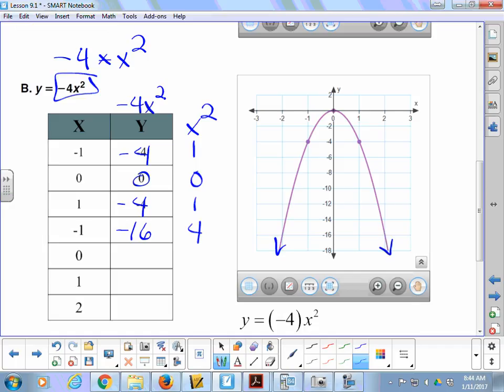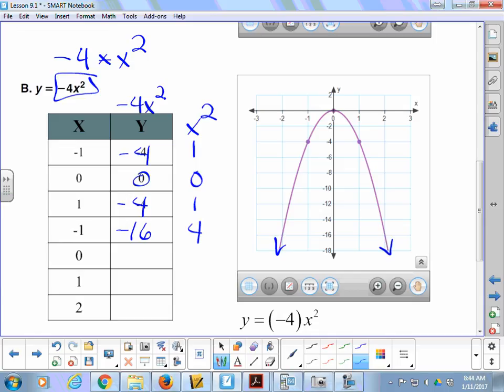Now, the thing is that, like we said, most of the time you're going to have a calculator at your disposal to use. And so you can always check these things to make sure that they work.